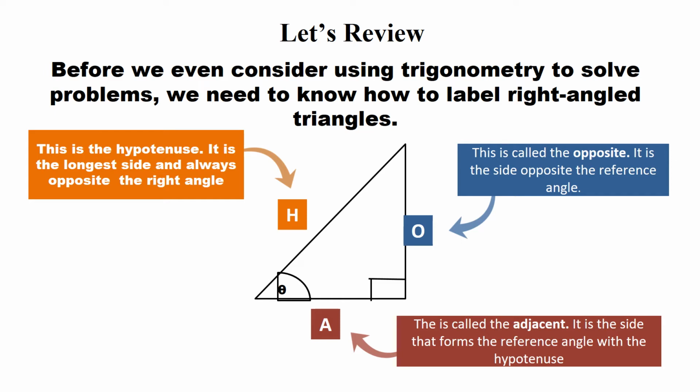And then our adjacent side is on the same side of the angle. It's that side that is closest to the angle. After you have identified the hypotenuse and the opposite, then it's easier to identify the adjacent side.